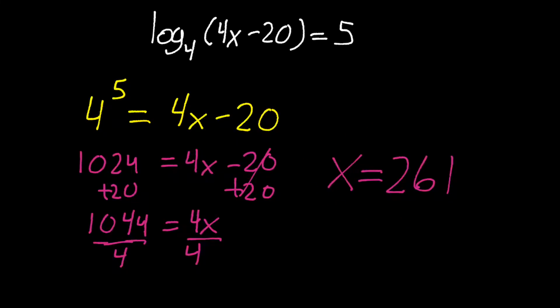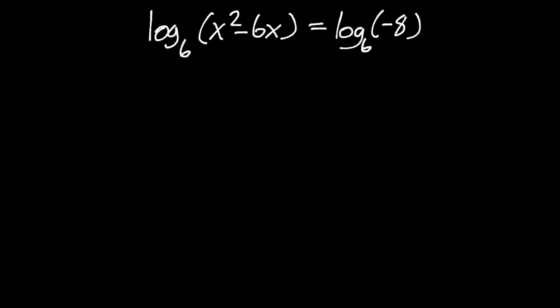We're going to try one more example. It's going to bring back some stuff that we've seen a long time ago. So let's get into it. So for our final example, we have here log base 6 of the quantity x squared minus 6x equals log base 6 of negative 8.